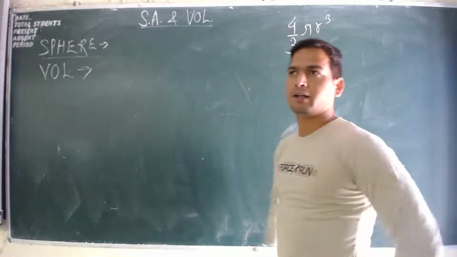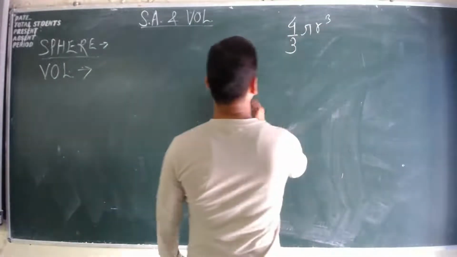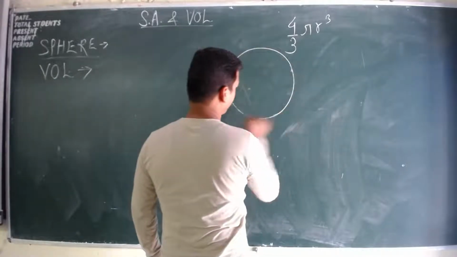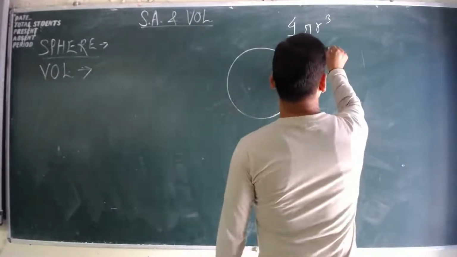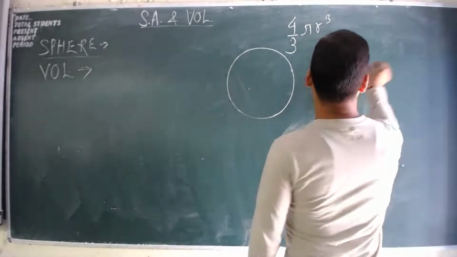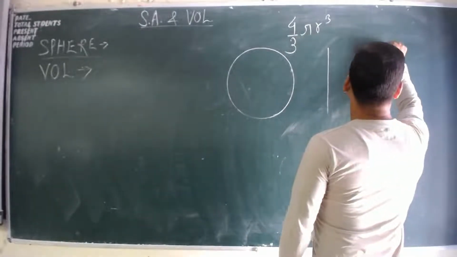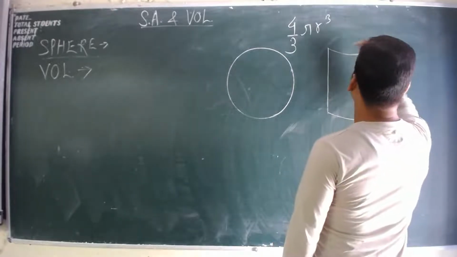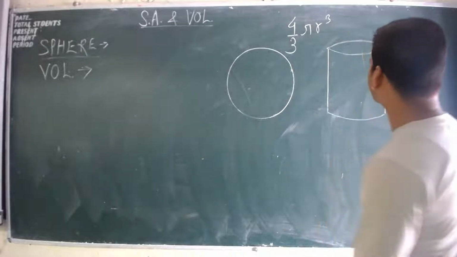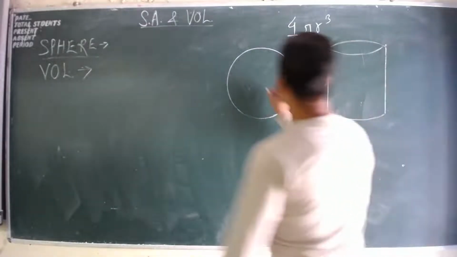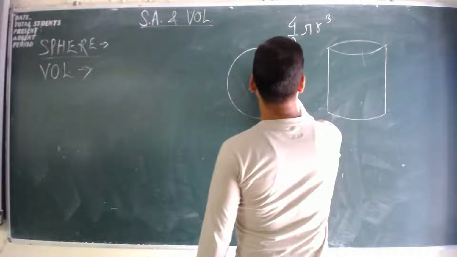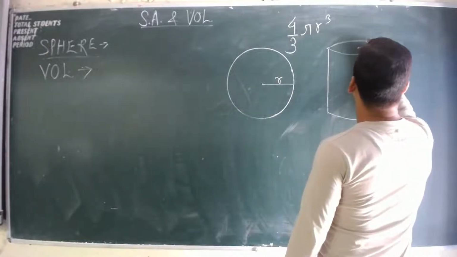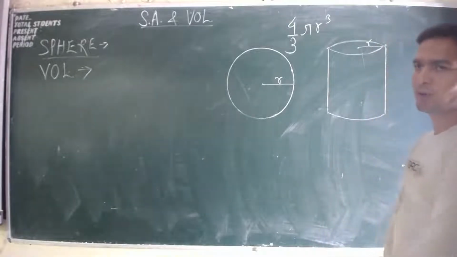Yesterday I told you about the equivalent figure. I again took a sphere and a cylinder with same radius and same height. Got it? The radius of this sphere is small r. The radius of this cylinder is small r.